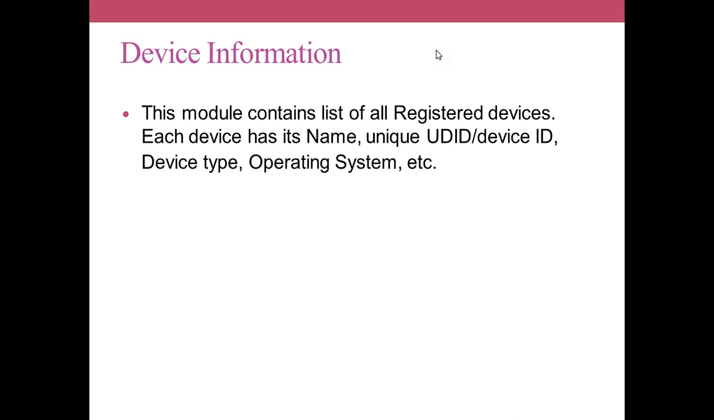First one is device information. This module contains a list of all registered devices. Each device has its name, unique ID, device type, operating system and hardware.